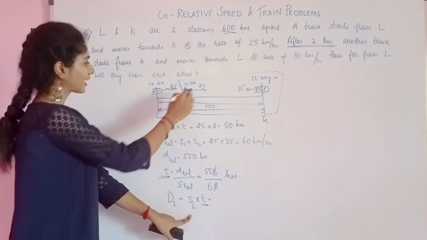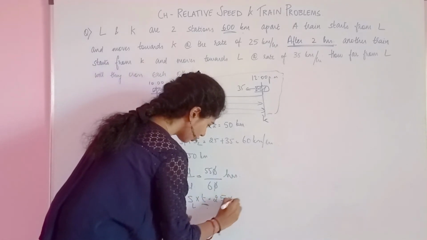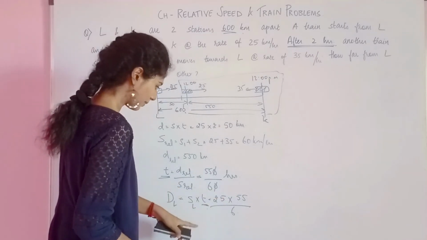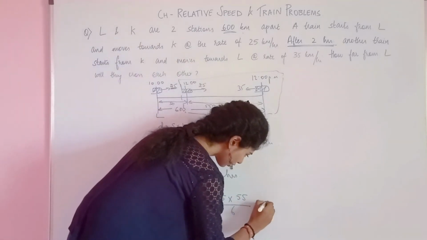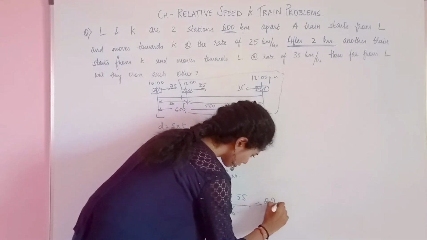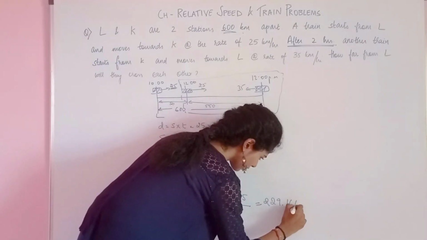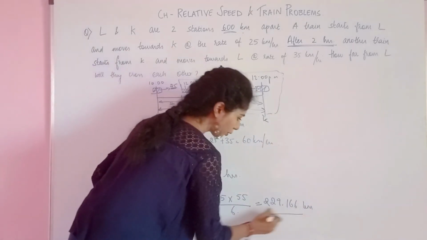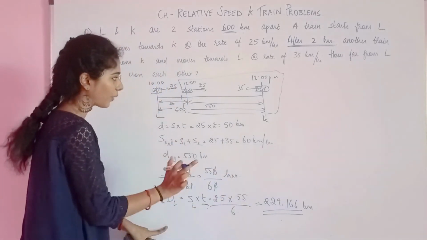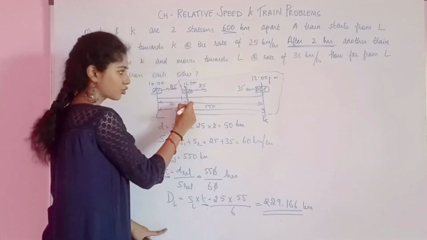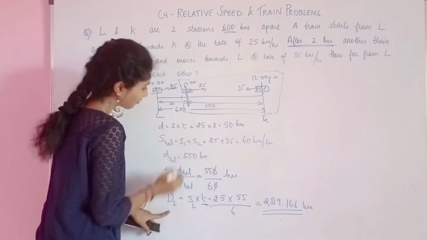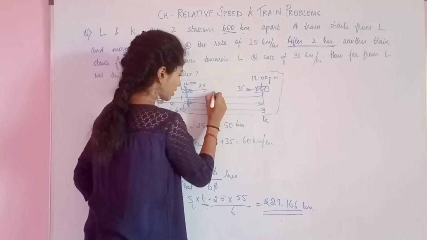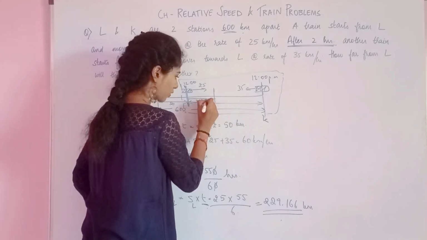So the speed of the Lonavala train is 25, into 55 divided by 6. So 25 into 55 by 6 will be 229.166 km. At a distance of 229.166, they will meet each other. But from where? When they start, we are considering this to be the starting location. So if this is the starting location, the distance will be 229.166. So at a distance of 229.166, they are going to meet.